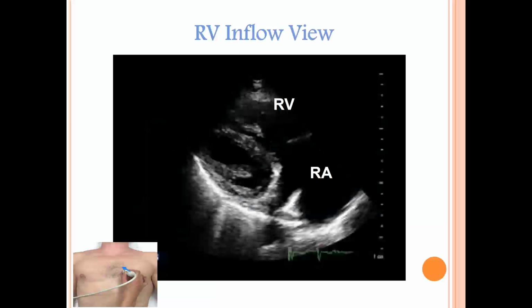This is the right ventricular inflow view where we tilt our transducer. This is the right ventricle, the right atrium, and the tricuspid valve in between. And you can see properly here that this is the coronary sinus.